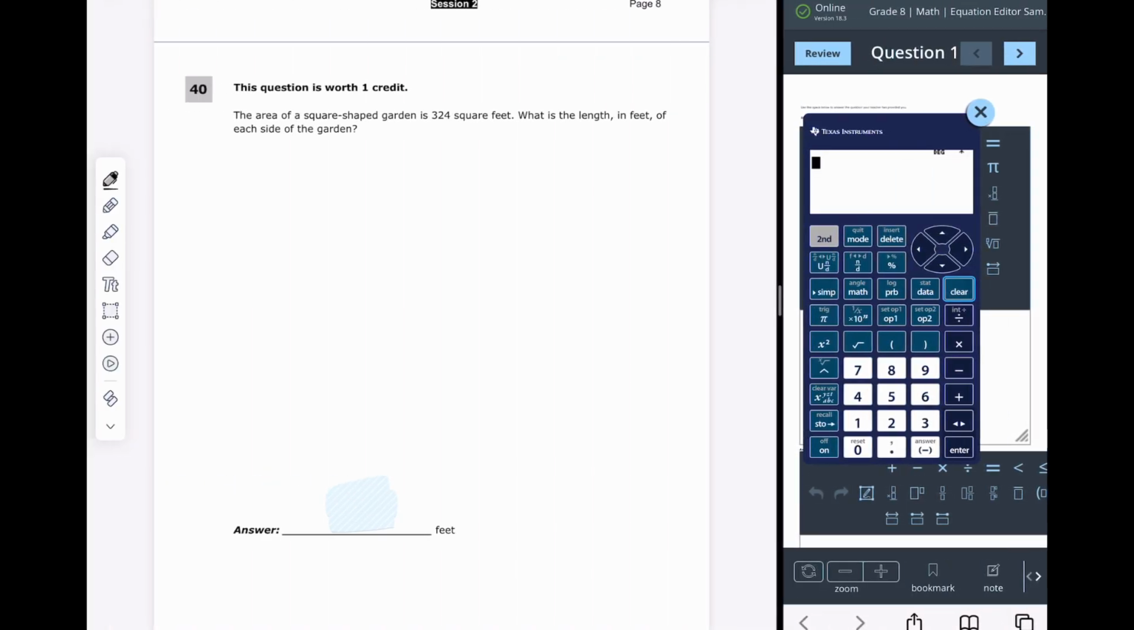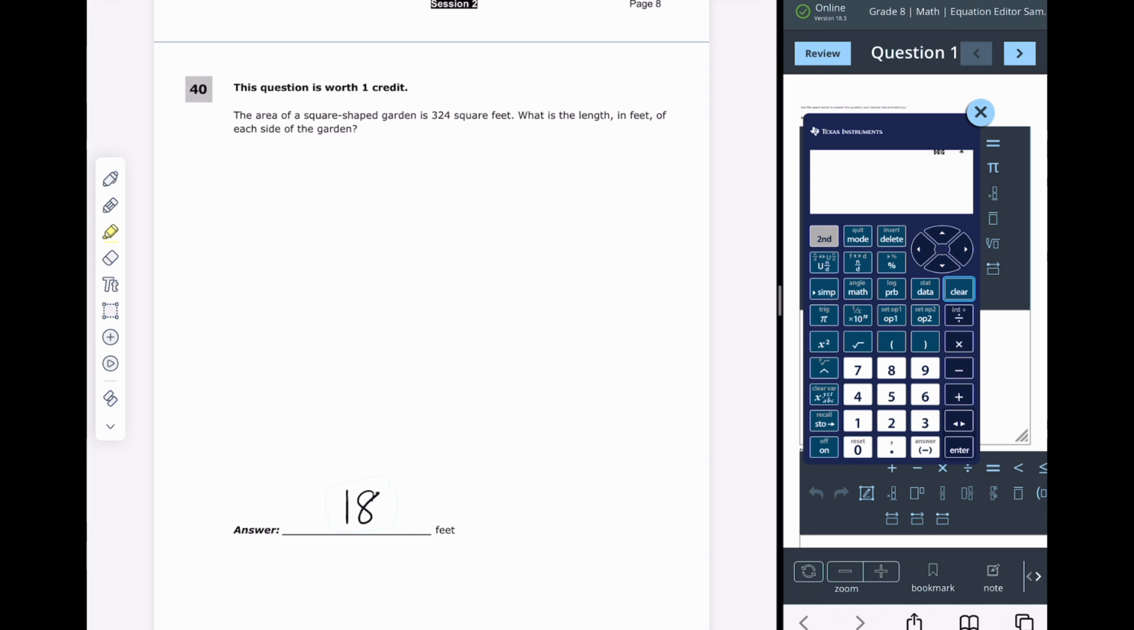Let's look at the next 1-point question, number 40. The answer is 18 feet. So give yourself 1 point if you wrote 18. That's pretty much the only answer I can imagine here. I can't imagine someone putting in an expanded form or anything like that. All right, let's break down how we got it.